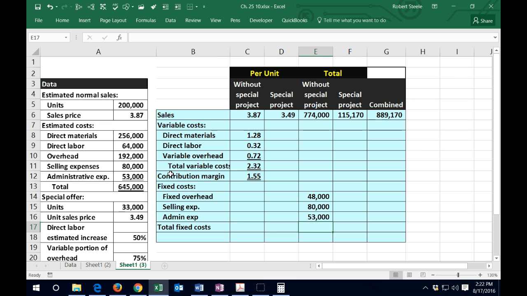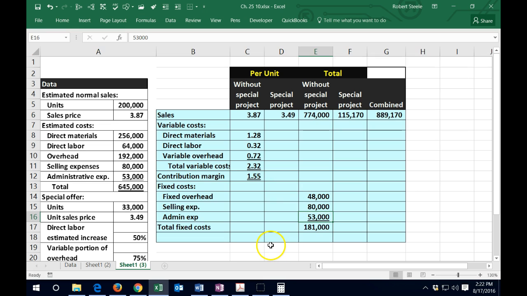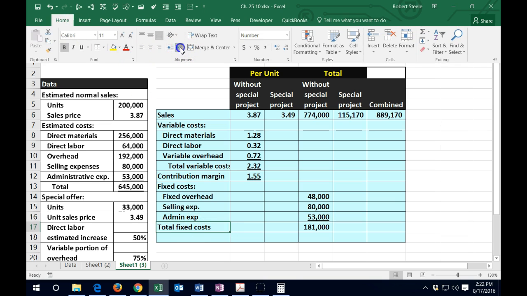And we'll sum these up. Equals the sum of the 48, the 80, the 53. We can go to the Home tab, font, and underline, like so. And there we have that. And then I'm going to indent this 2 times. I'm going to indent this 2 times.